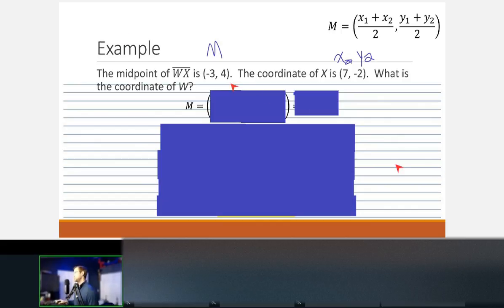So underneath these blue boxes here, we'll start with the easy one. What goes right here? What goes underneath this blue box? -3 comma 4 would be correct. Yeah, because it's the midpoint. It's what it equals. So I give you the midpoint, so we know the equation's going to equal the midpoint, -3 comma 4.